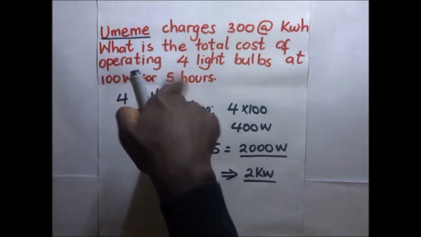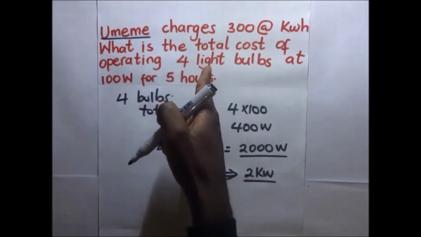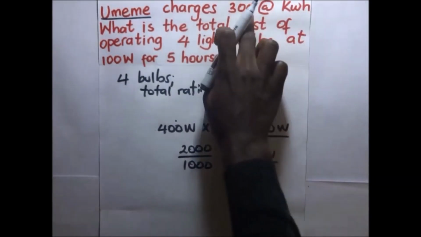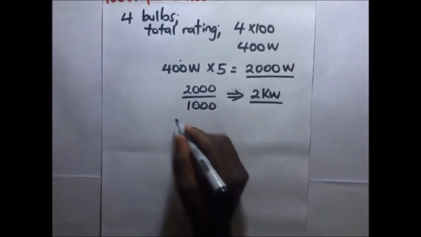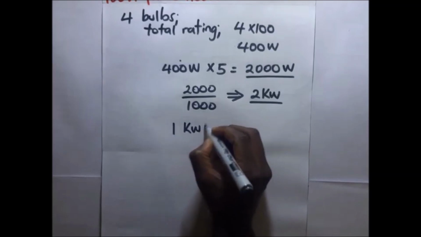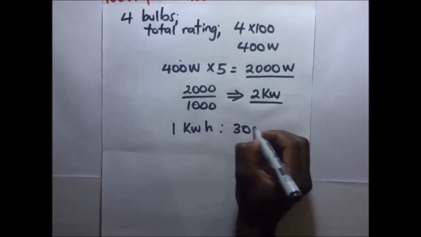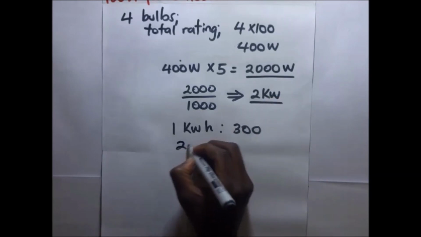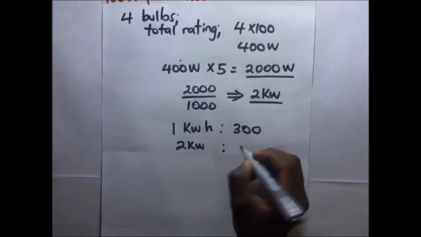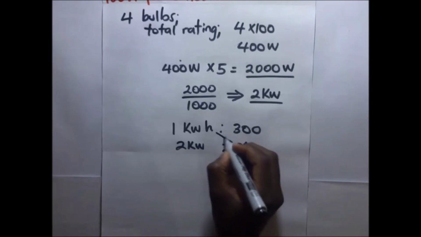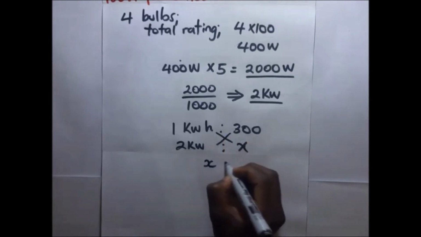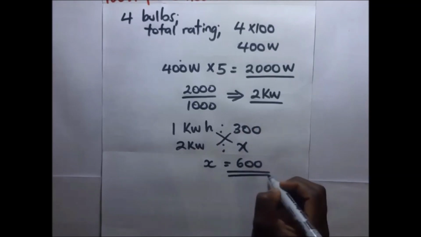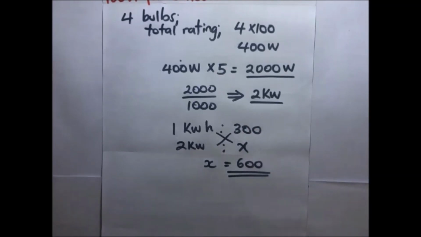And now we are supposed to find the total cost of operating those 4 bulbs for 5 hours. Since we know that 1 kilowatt hour costs 300 shillings, whatever, 2 kilowatt hours will cost twice that. Let's say it will be x. When we cross multiply, x times 1 is x, equal to 2 times 300, which is 600. And that will be the cost of operating those bulbs.